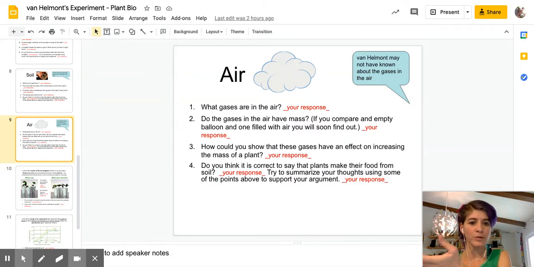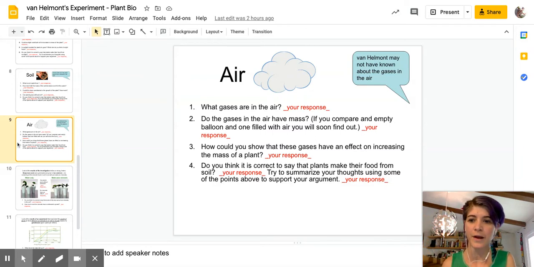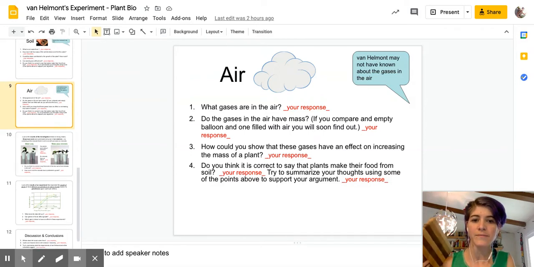And yes, air does have mass. If you blow up a balloon and compare the mass of the blown up balloon to a non-blown up balloon, the balloon that's blown up actually weighs more. So air does have mass, and that's what air pressure is about. That's why when you boil water at the top of a mountain, it takes longer to boil, because there's less pressure from the air.